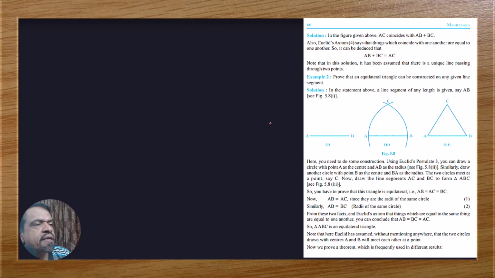Equilateral triangle के लिए क्या चाहिए? ये line, and with center A, draw this arc, with center B, the same arc on the same line, and join. This is an equilateral triangle. It's very simple. And in drawing this diagram, which postulate are we using? Postulate number 3. What was postulate number 3? You can draw a circle with any center and any radius.